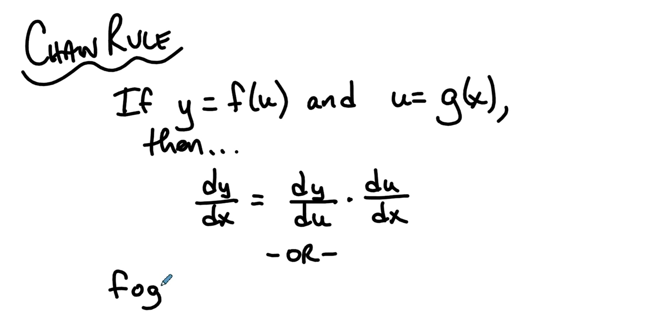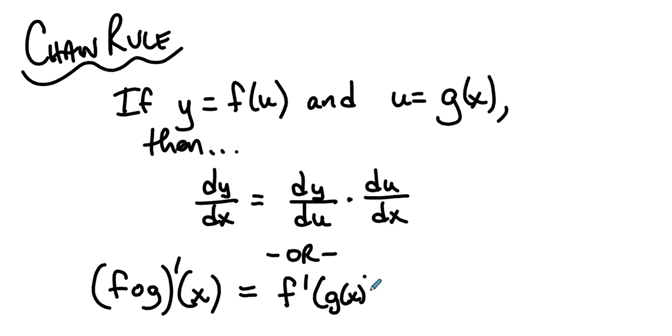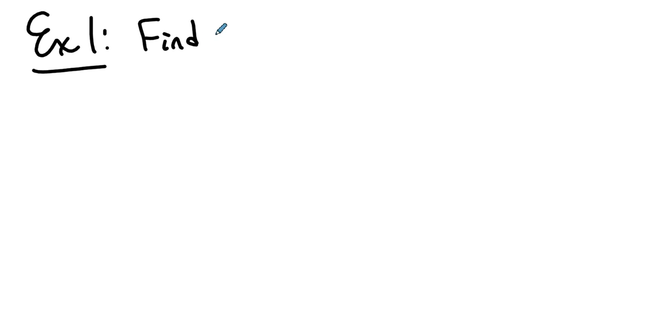When you have f of g of x and we take its derivative, so we have a composition of functions, f of g, that derivative is f prime evaluated at g of x times g prime of x. Two ways to look at a decomposition of functions. Let's go with something similar to what we're talking about.